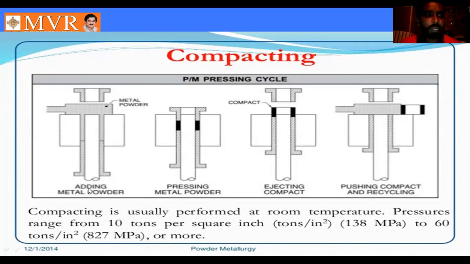See here, we are adding metal powder. This is the punch. When the punch applies force on the metal powder, we are pressing the metal powder. When we apply pressure on the metal powder, it is automatically compacted like this, and after completion of the compacting procedure we get the compact. Then comes punching, the compact and recycling.